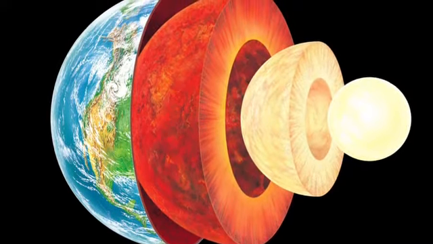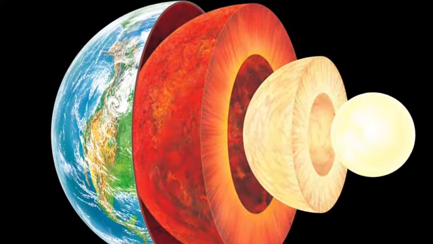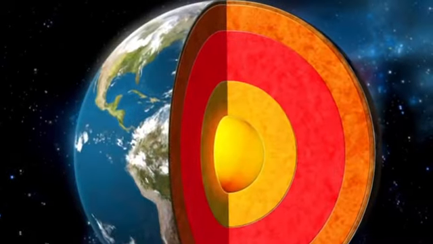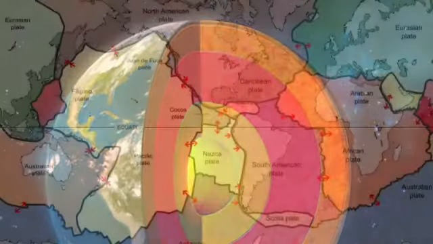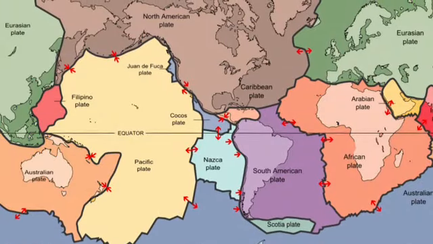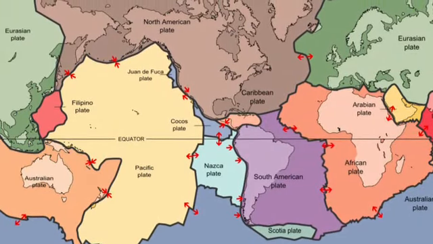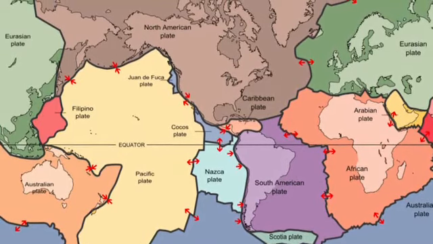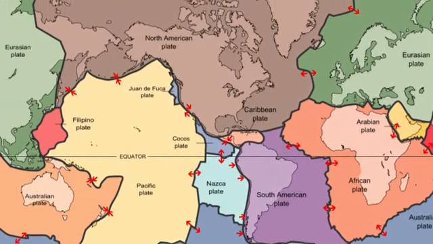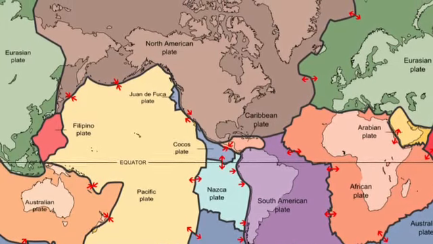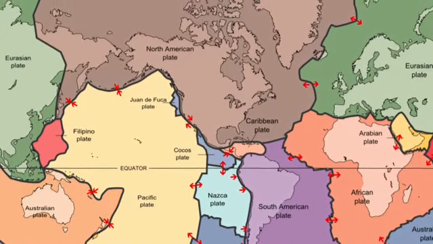We have been talking in class about how the Earth is made up of different layers. Today we're going to talk about the outermost layer, the Earth's crust. Scientists believe that the Earth's crust is broken up into large chunks called plates, and that these plates are constantly moving over the surface of the Earth at a rate of 2.5 centimeters or 1 inch a year.